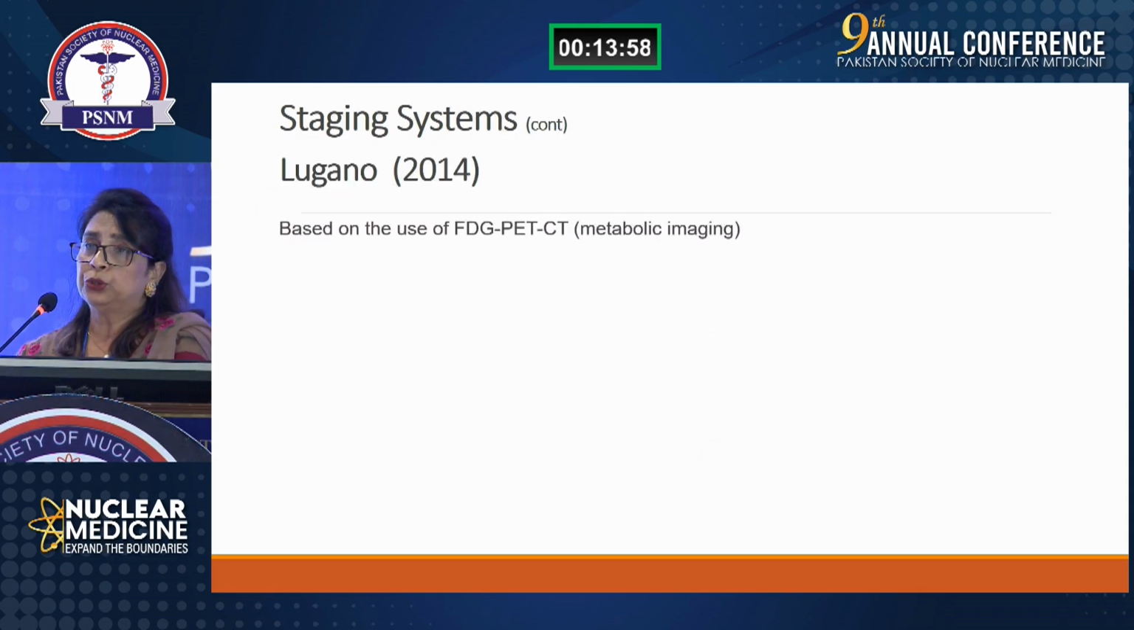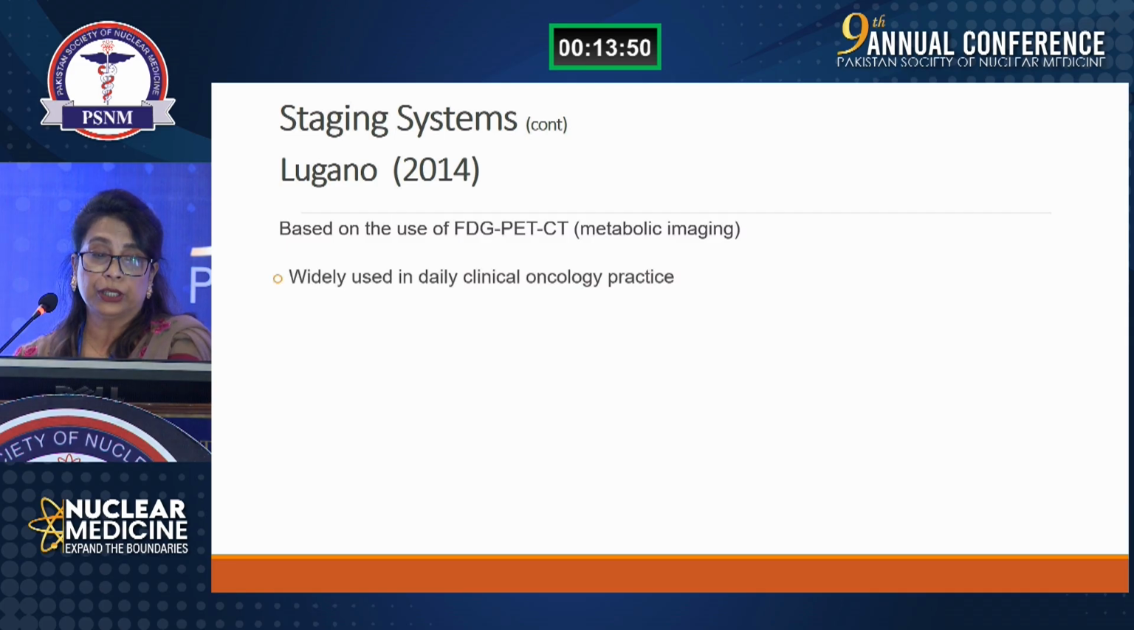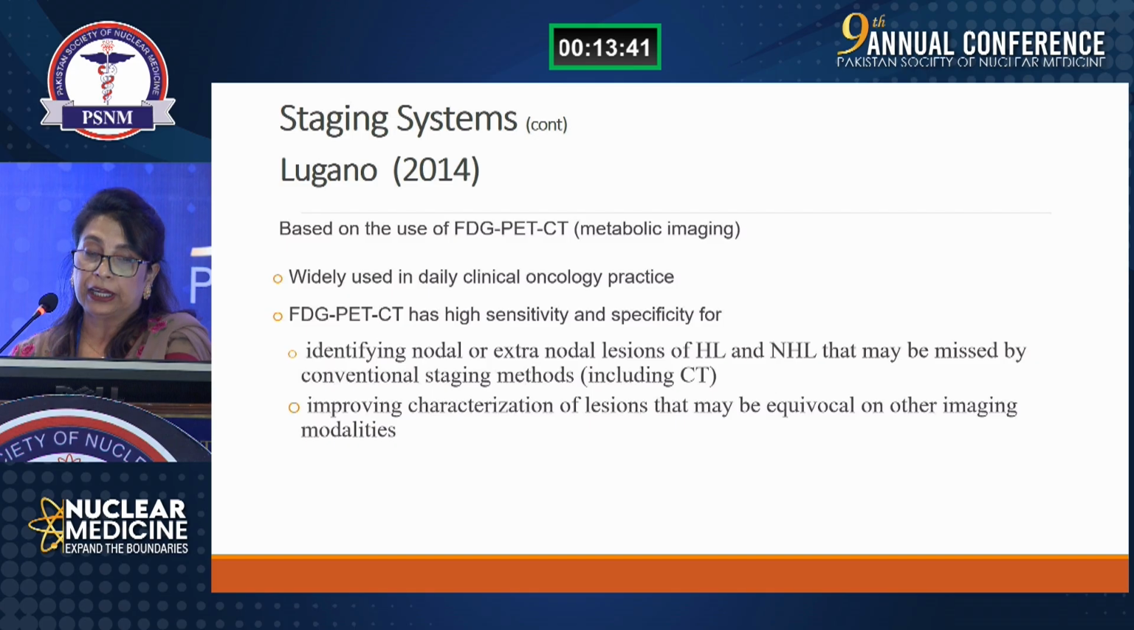Now, the Lugano classification was introduced in 2014. It was based on the use of FDG PET because this was primarily metabolic imaging. Now it is used widely in daily clinical oncological practice. It has the advantage of being sensitive and specific for identifying nodal or extranodal lesions, which may be missed by the conventional staging methods, including CT, and improving the characterization of lesions, which may be equivocal with other types of imaging.